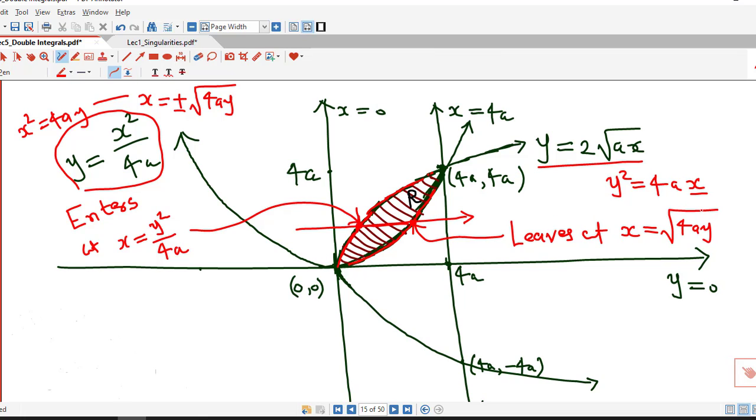Now to decide the limits of y, we have to consider the lowermost point of the region and the uppermost point of the region. The origin is the lowermost point of the region. At the origin the value of y is 0, and this point is the uppermost point of the region. At this point the value of y is 4a. So y is from 0 to 4a.